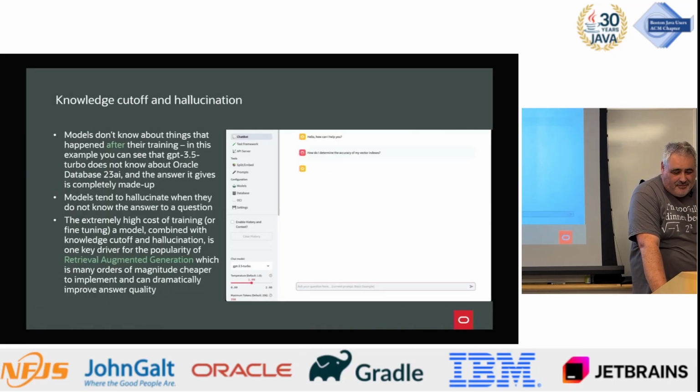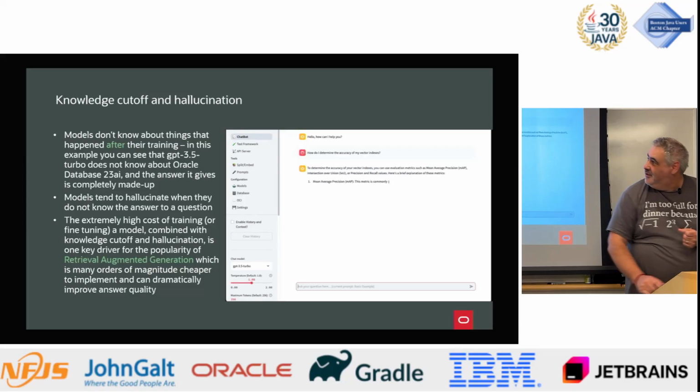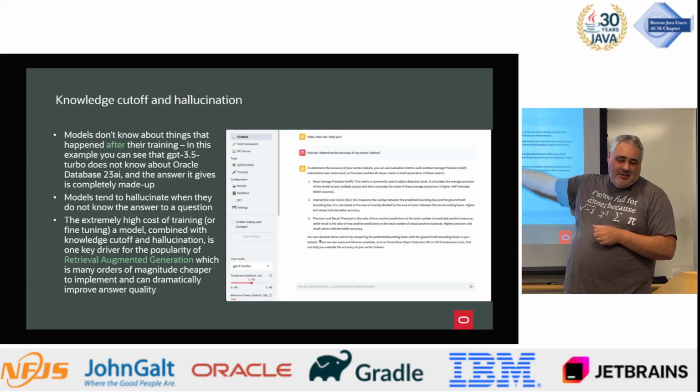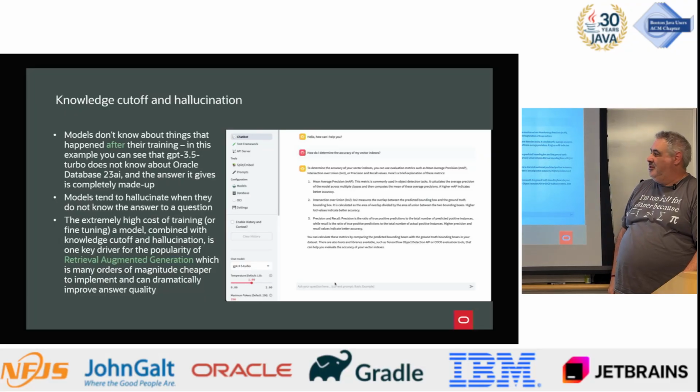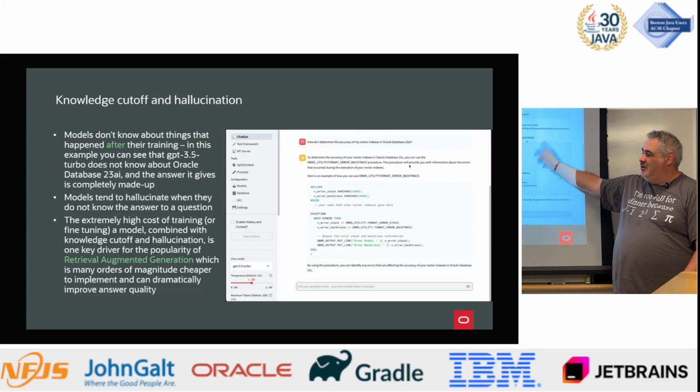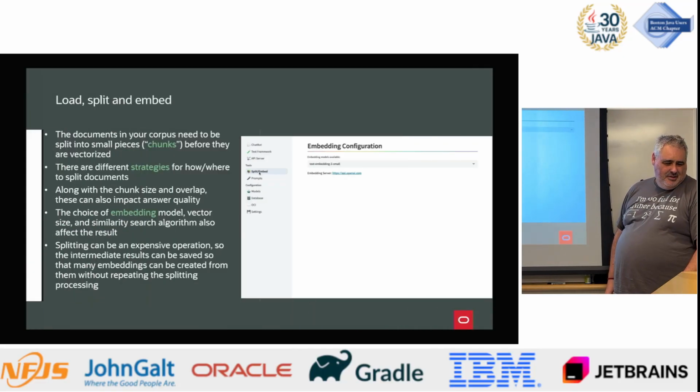This is an example of knowledge cutoff. I think here it's asking how to do something in the database, and it doesn't know because it didn't exist when that model was trained. And then I ask it again with RAG, and it knows the answer because now it has access to the information from after the model was trained, for example.